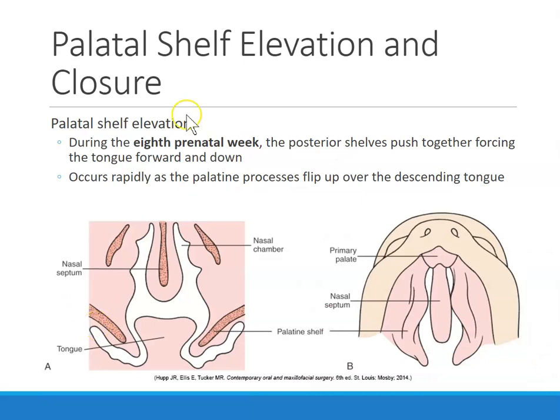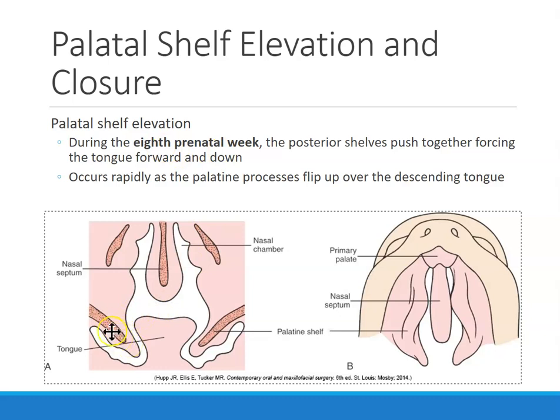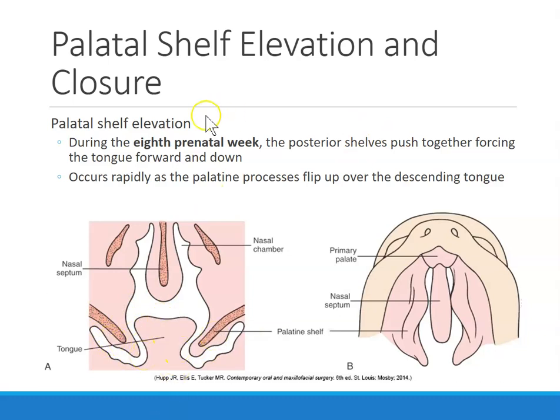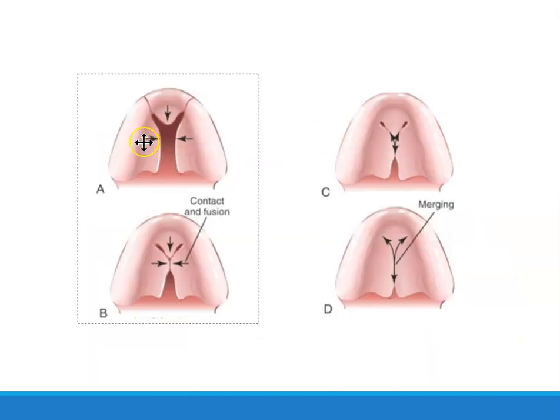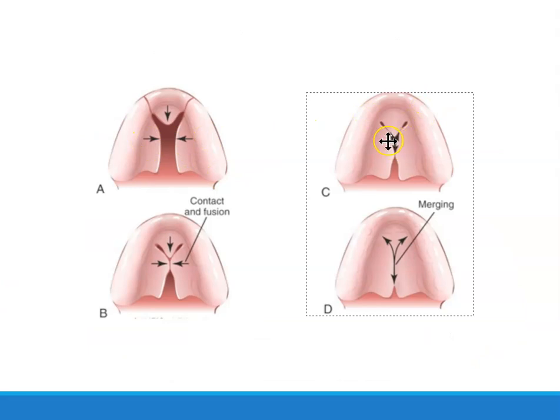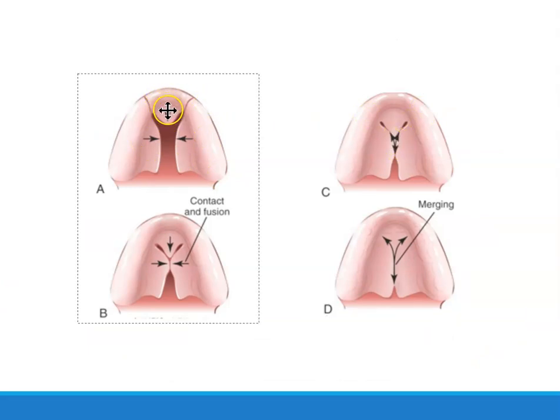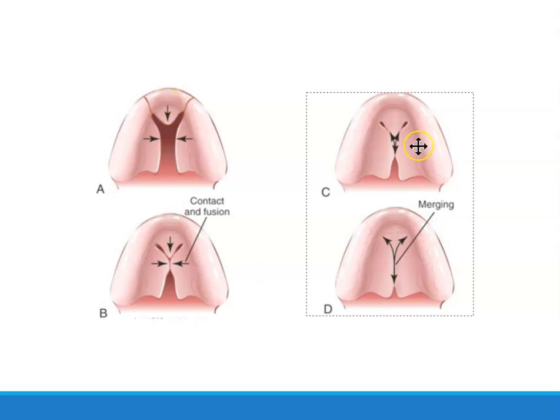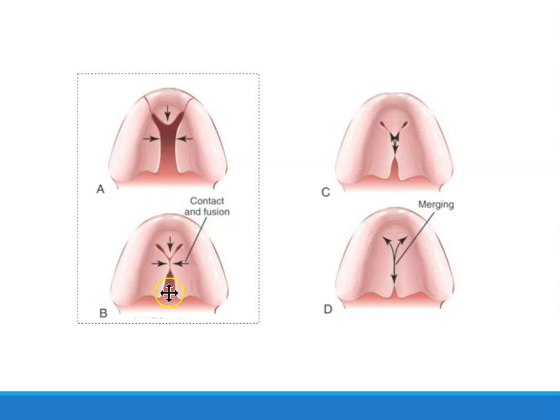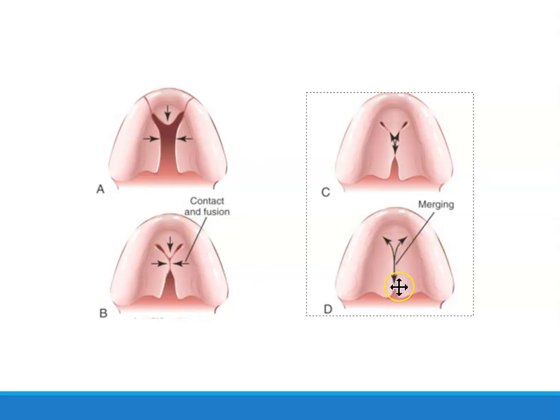Again, this happens during the 8th prenatal week. During the 8th prenatal week, the back of the palatine process, the posterior shelf, we call it sometimes the shelf, gets closed together, and then it pushes the tongue down. This happens during the 8th week. And where does it meet? If you look at where it meets, it touches first right behind the medial palatine process, and then it fuses in the front and the back. It fuses anteriorly and posteriorly.